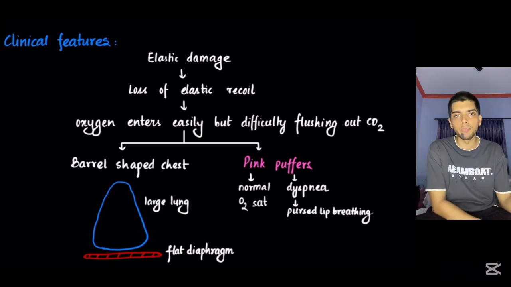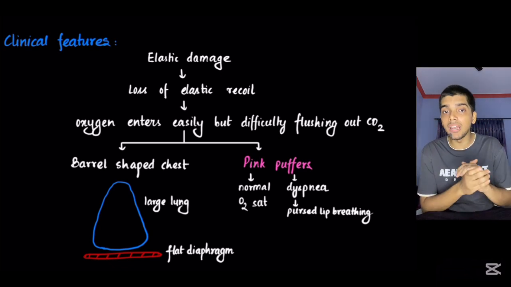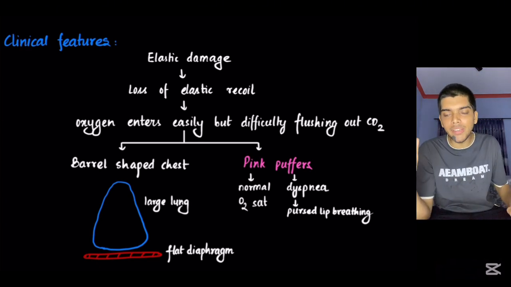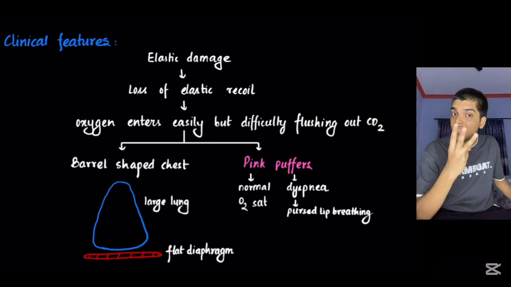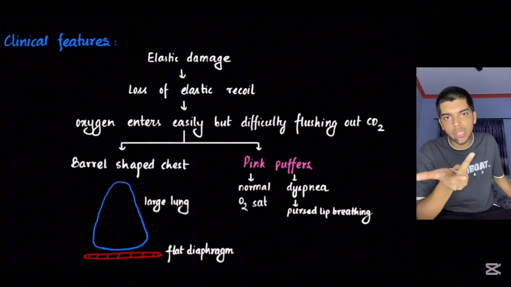This is pursed lip breathing. And that's it for emphysema. One last revision. So first, definition. There is permanent damage of acini. Three things: destruction, dilation, and fusion.